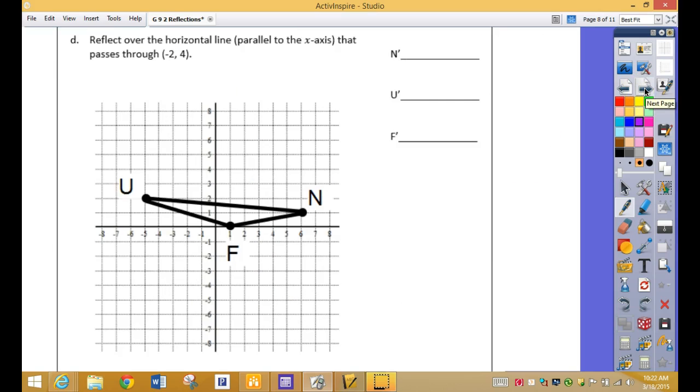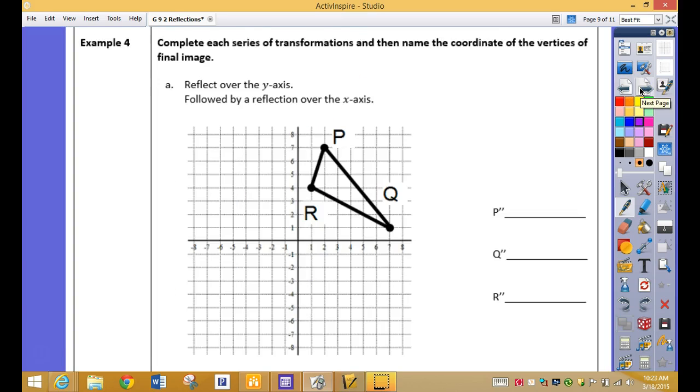Now, due to time, we're going to just skip this one. Okay? Go to example A. There's 2 steps here. Reflect over the y-axis. We're going to do that first. All right? So, R is 1 away using the y-axis here. So, go 1 over here. Here we have our R prime. 1, 2, 1, 2.